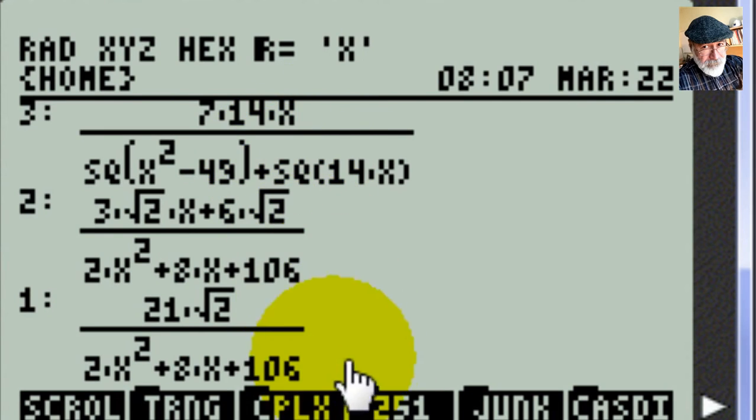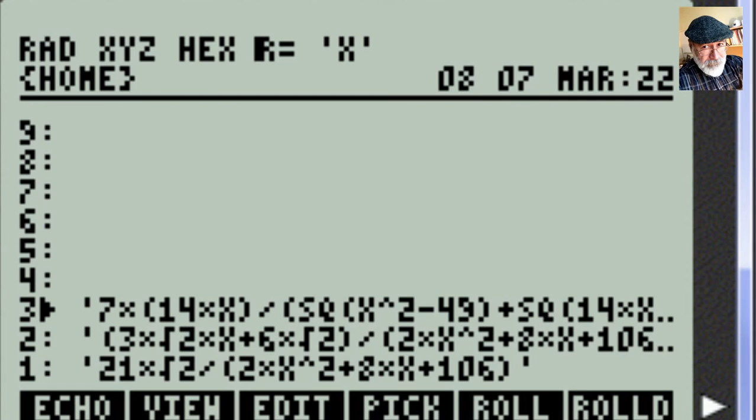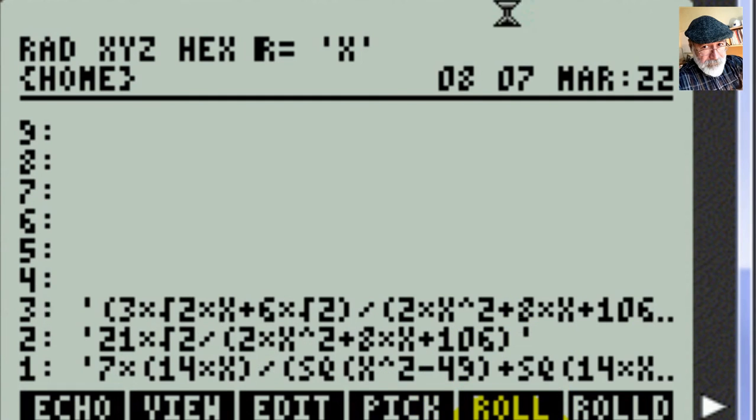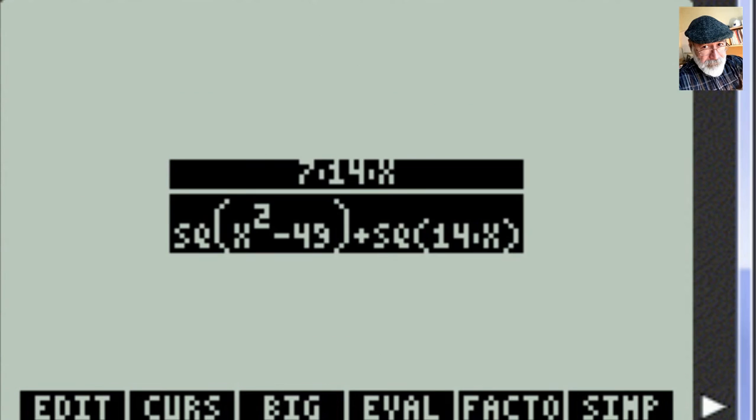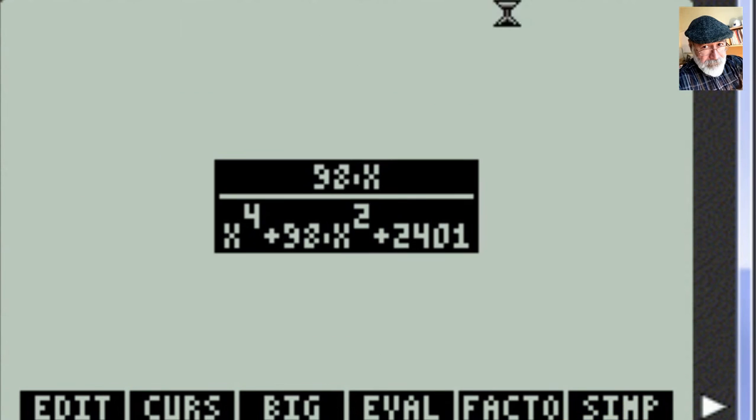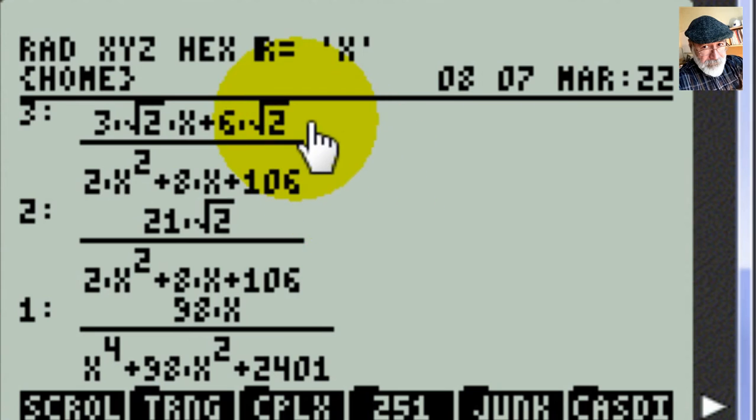And the last one that is on the very, very top, I go with the up arrow, 1, 2, 3, roll up with this key, enter, down arrow, simplify, enter. Those are the 3 terms of the Laplace transform of the function we're looking for.